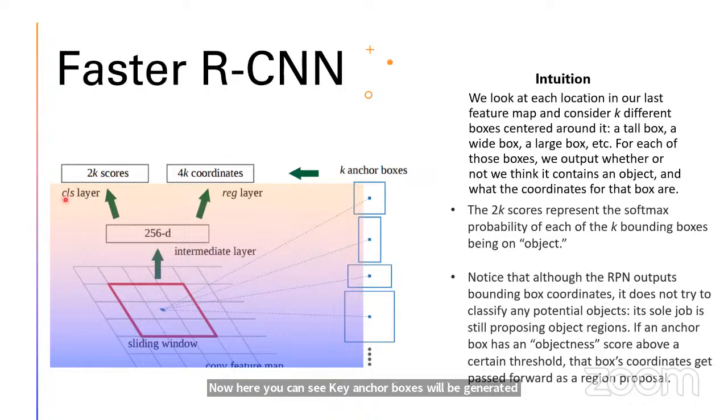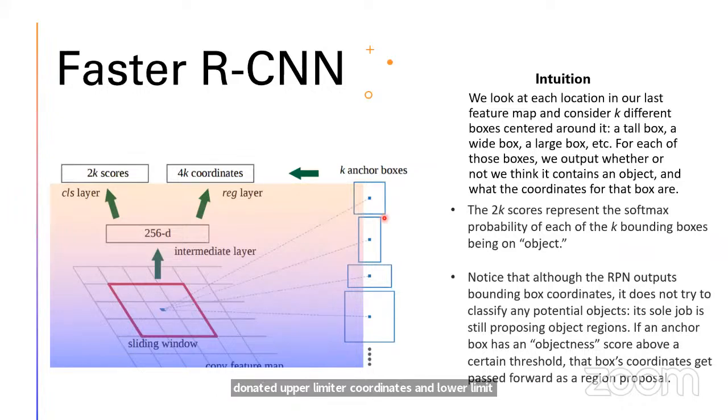Now here you can see K anchor boxes will be generated, and these K anchor boxes will be passed through a classifier layer and a regression layer. The regression layer output is nothing but the coordinates of these anchor boxes themselves. So basically 2K scores will be generated, whether an object is present or not. That's why 2K scores. And 4K coordinates are generated, upper limit coordinates and lower limit coordinates.